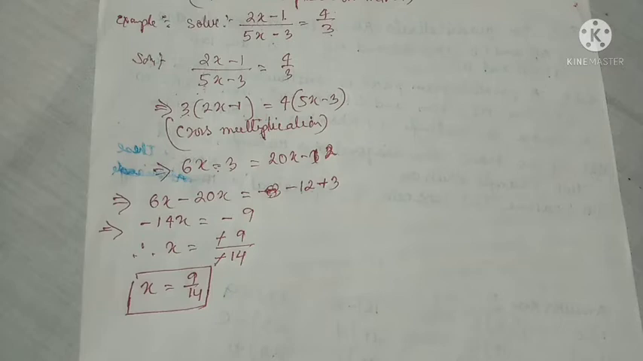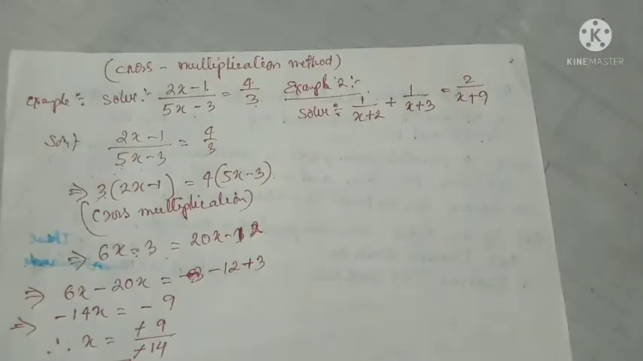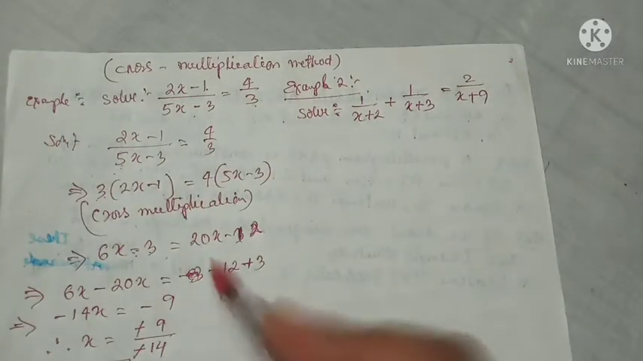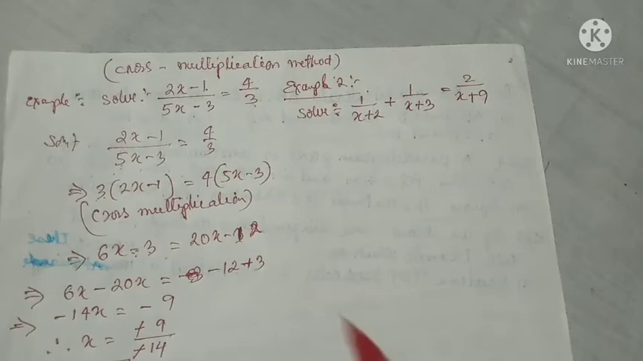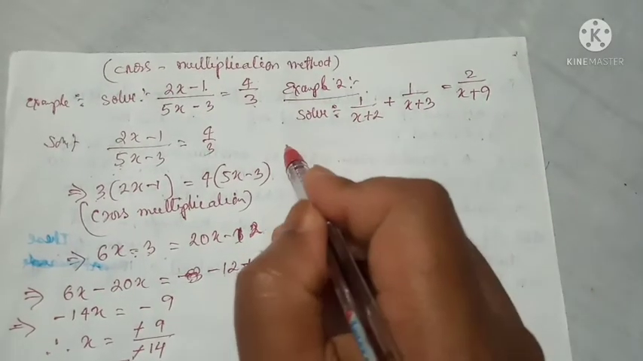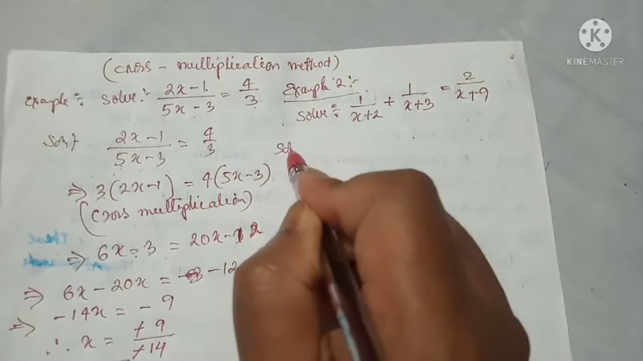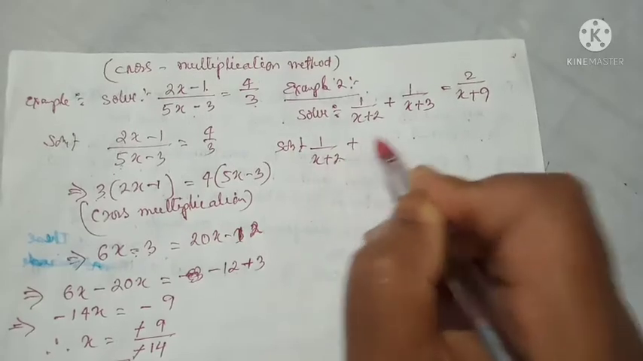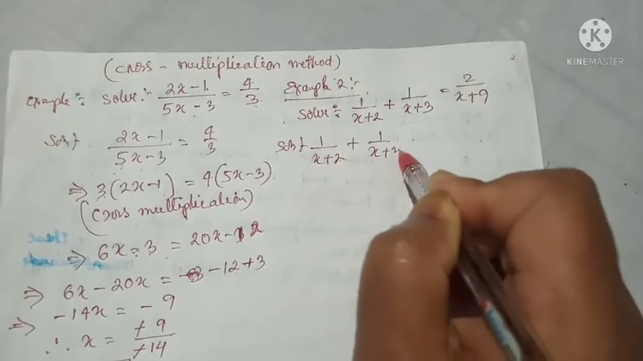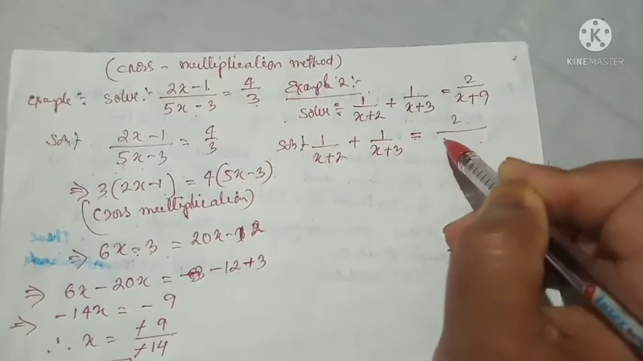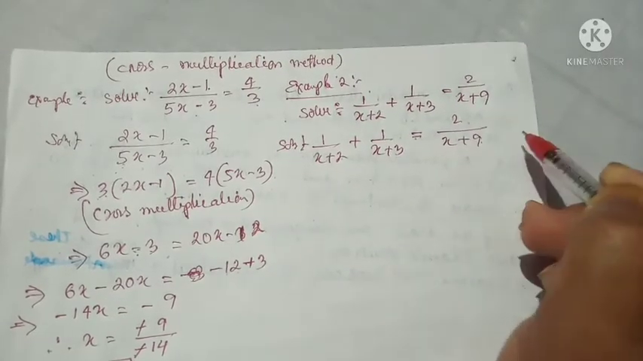So let's see another example again. This is the second example. Let's discuss the second example by using the cross multiplication method. This is the question for the second example: 1/(x + 2) + 1/(x + 3) on the left hand side, and 2/(x + 9) on the right hand side.